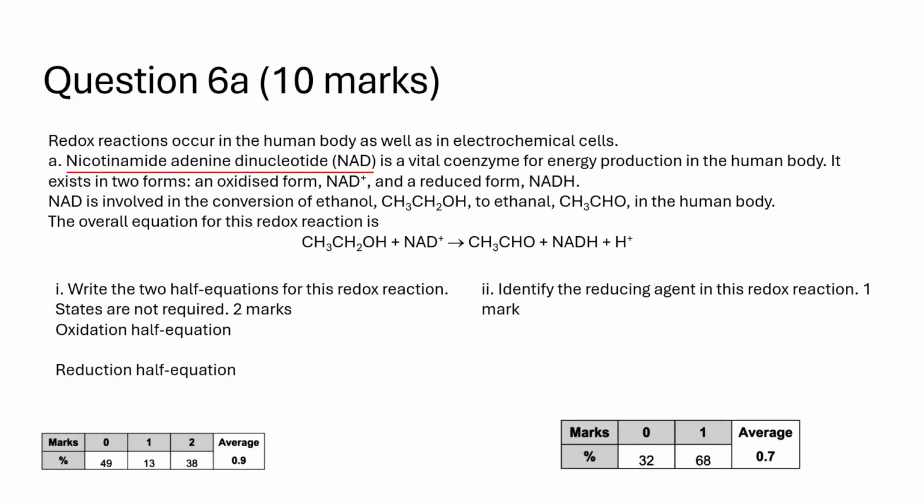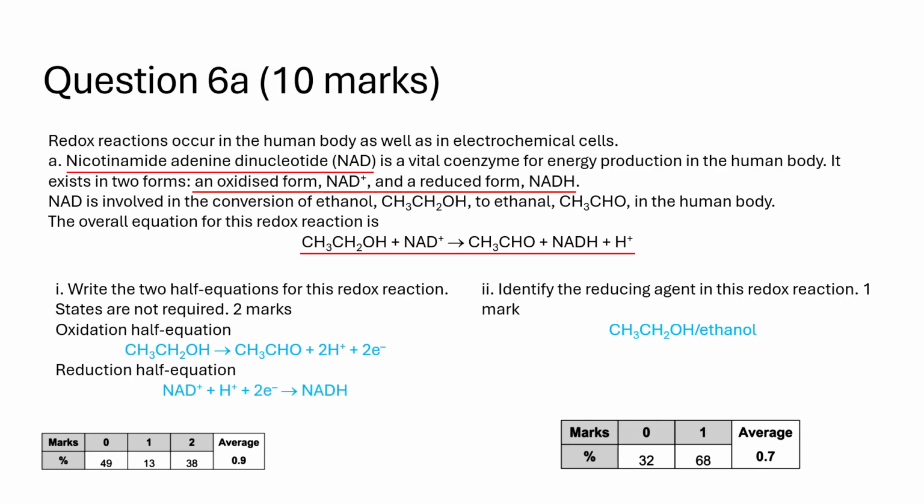Nicotinamide adenine dinucleotide, NAD, is an essential coenzyme for human energy production, existing as an oxidized form, NAD+, and a reduced form, NADH. NAD+ can be reduced by gaining 2 electrons from ethanol. During this redox reaction, ethanol acts as a reducing agent, losing 2 electrons to produce ethanal. The NAD+ simultaneously gains these 2 electrons in the reduction half reaction.